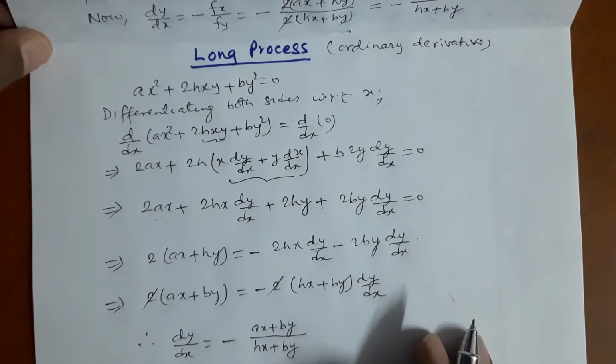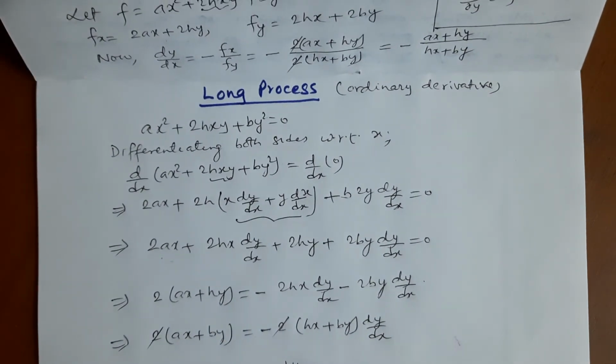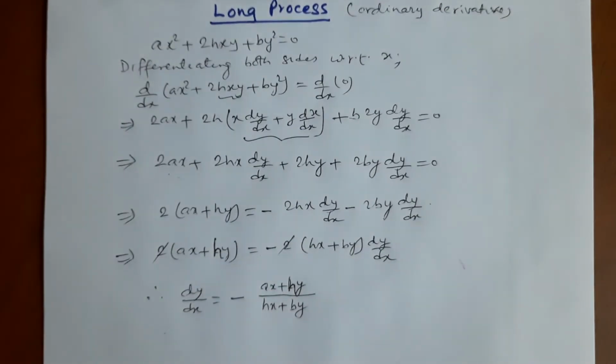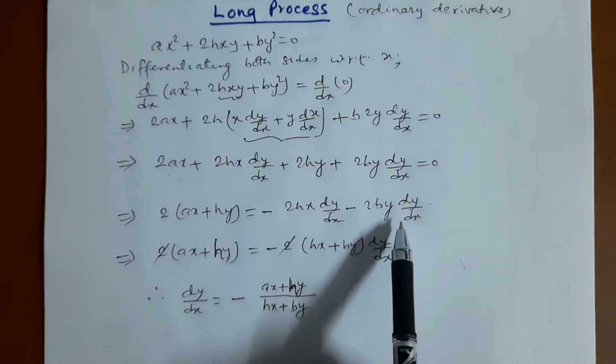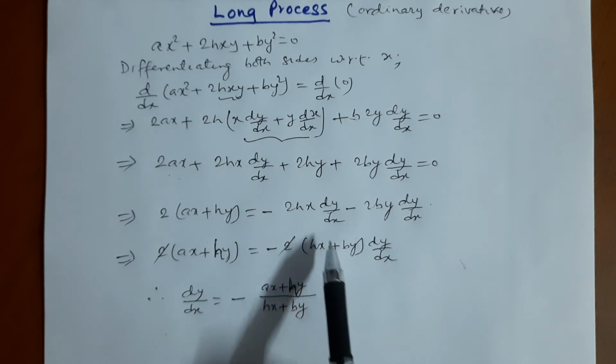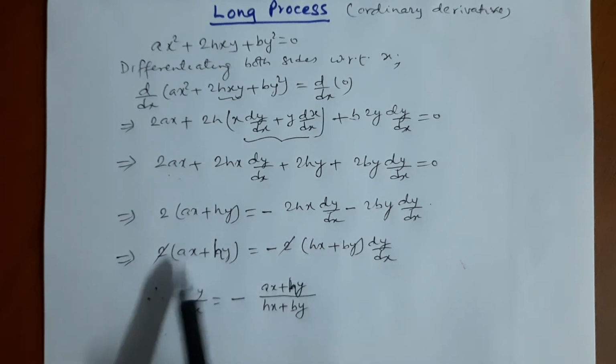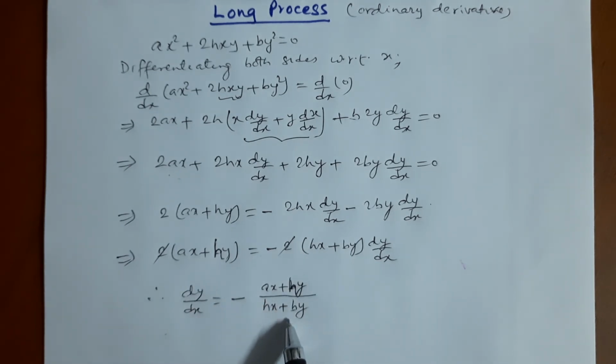Okay, in this way we have got the ordinary derivative using the long process also. Okay, ax plus hy. So in this way we have found the ordinary derivative using the long process also. Here this is ax plus hy, 2 times ax plus hy, and minus 2 times hx plus by dy over dx. From this we have taken out common, 2 dy over dx is common, and here remains hx plus by, and this 2 and 2 can be cancelled. dy over dx will be minus ax plus hy over hx plus by.